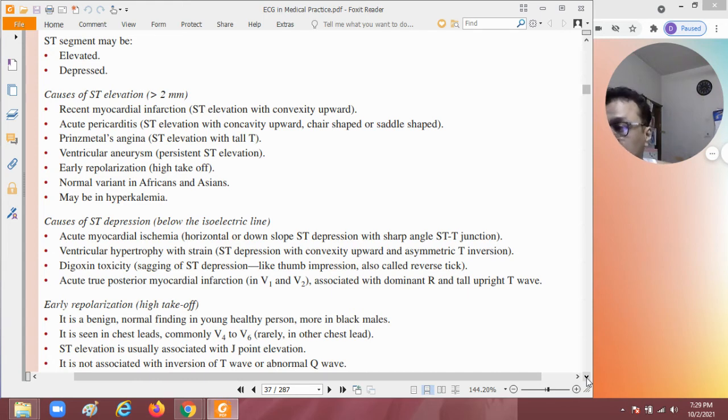In early repolarization with high takeoff there is ST elevation, no T wave change, and nothing pathological. It is normal and benign, seen in young males and black males. ST elevation in V4, V5, and V6 with J point elevation is a normal finding. It may be confused with acute myocardial infarction or acute pericarditis. How can we differentiate? With a detailed history, serial ECGs, and comparison with the old ECG.